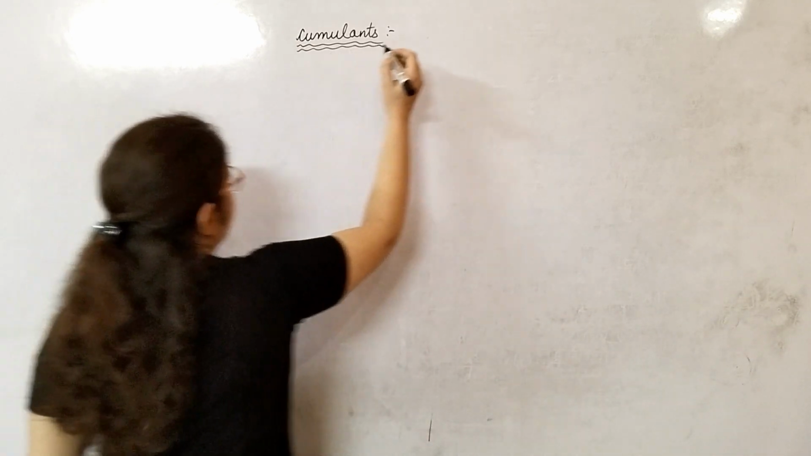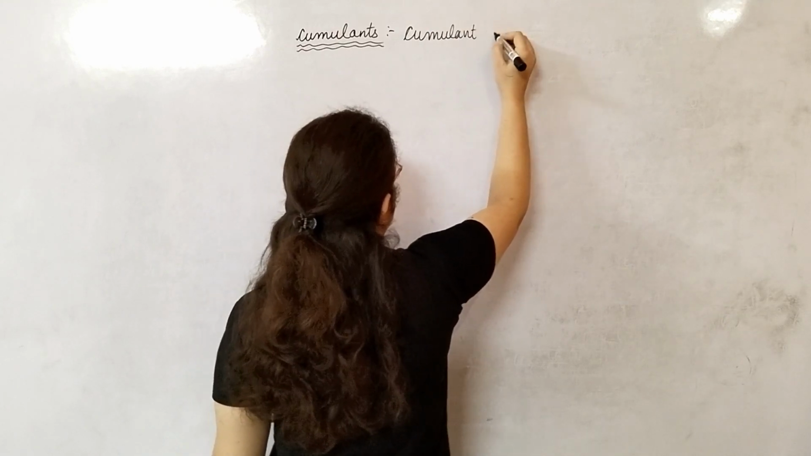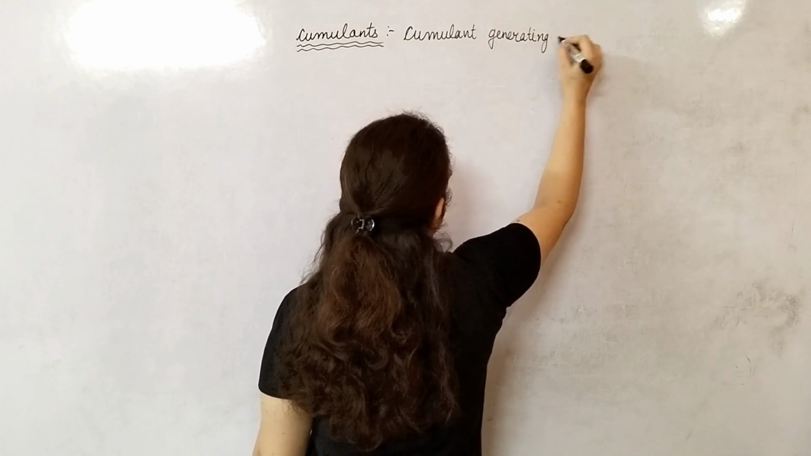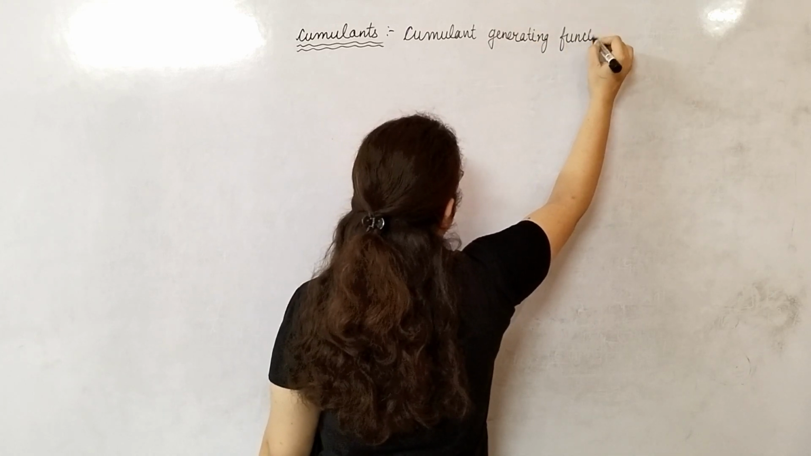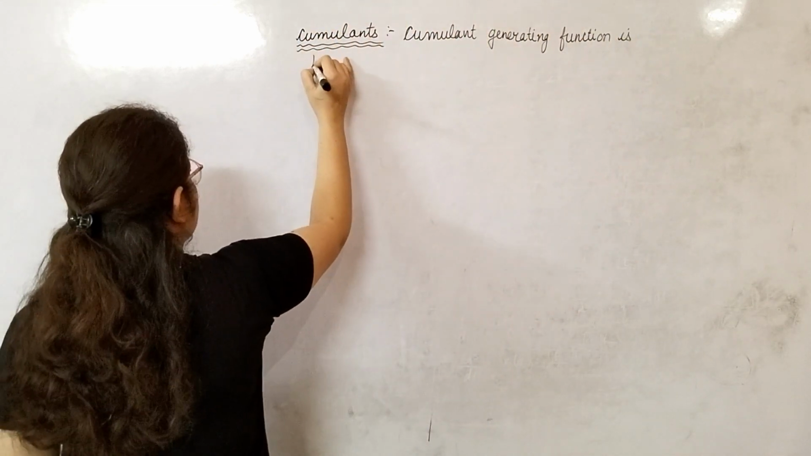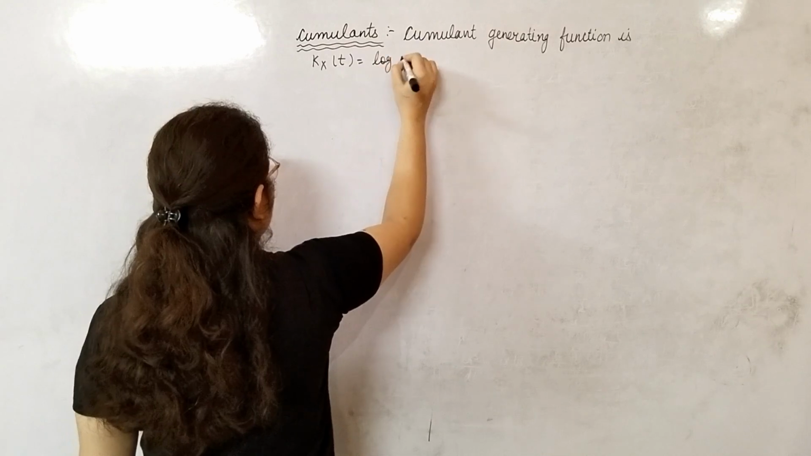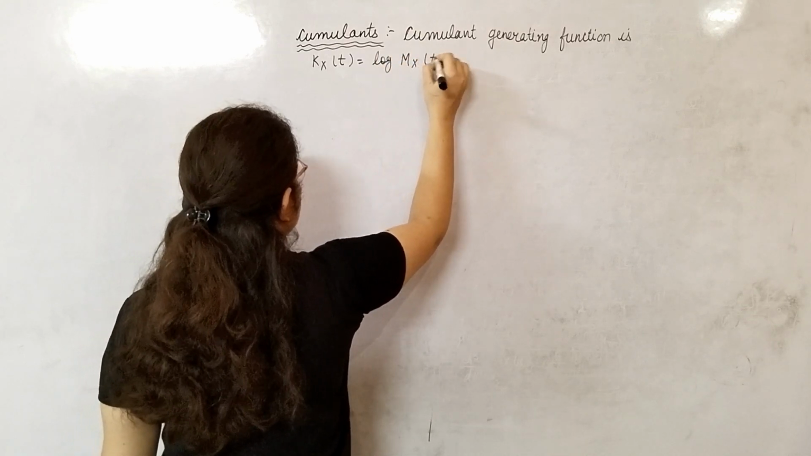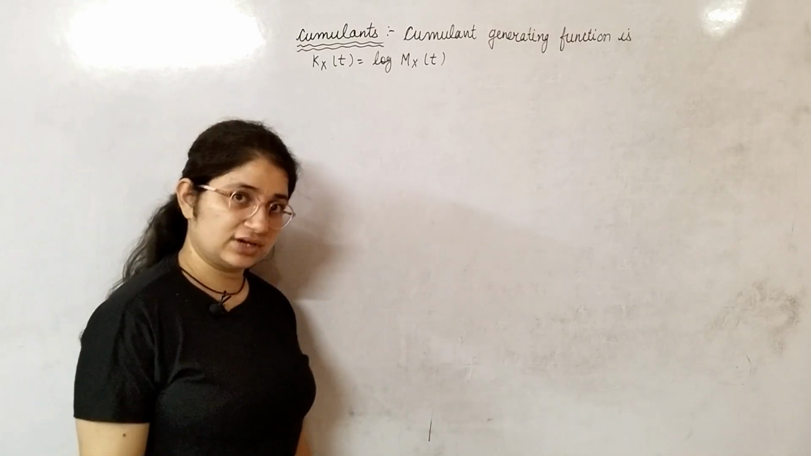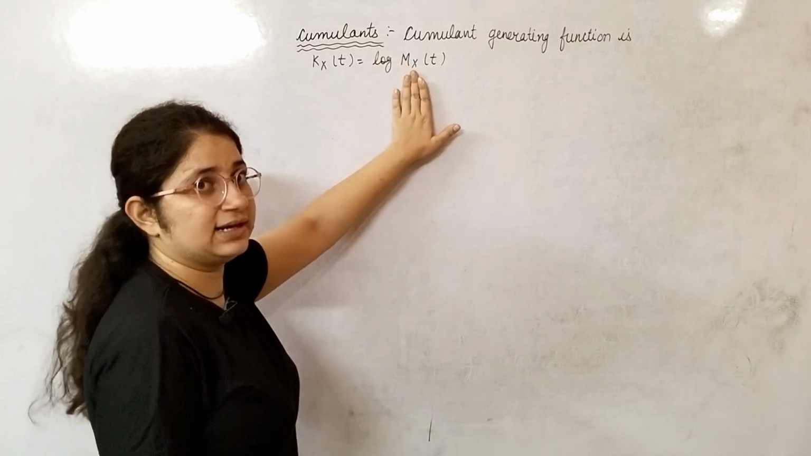The cumulant generating function is the cumulant. By this function also we will find our moments. The function is K_X(t) equals log of M_X(t). This is your cumulant function. That means you will find the MGF of the function and then you will take the log of that function.